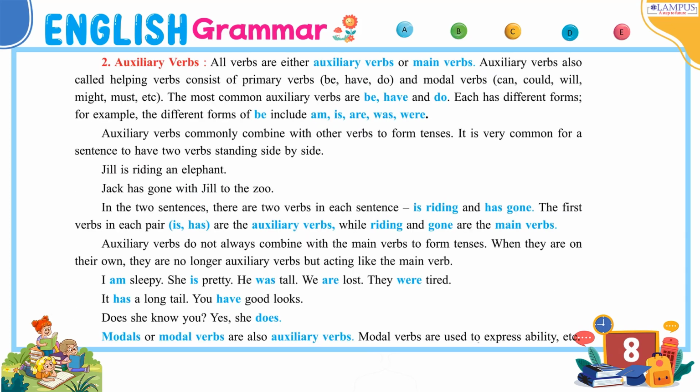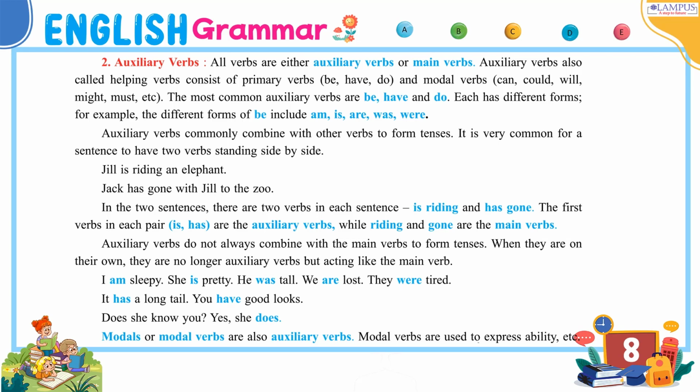2. Auxiliary verbs. All verbs are either auxiliary verbs or main verbs. Auxiliary verbs, also called helping verbs, consist of primary verbs, be, have, do, and modal verbs, can, could, will, might, must, etc. The most common auxiliary verbs are be, have and do. Each has different forms. For example, the different forms of be include am, is, are, was, were.